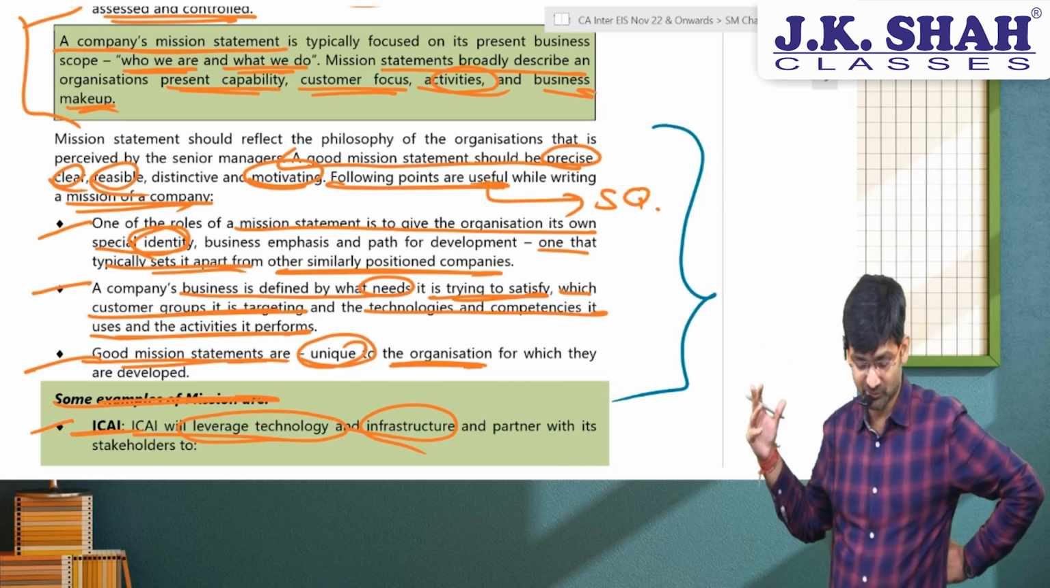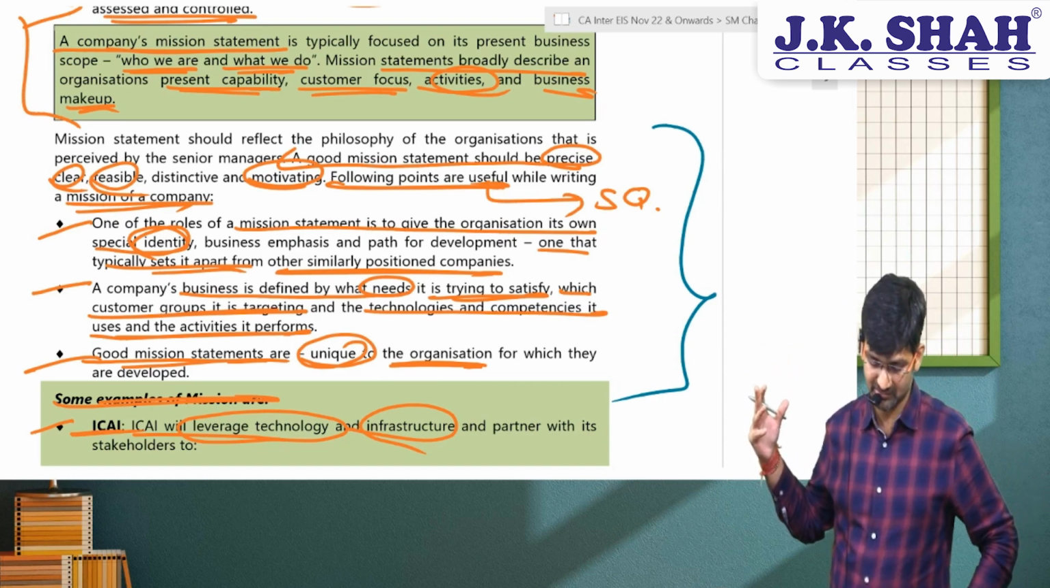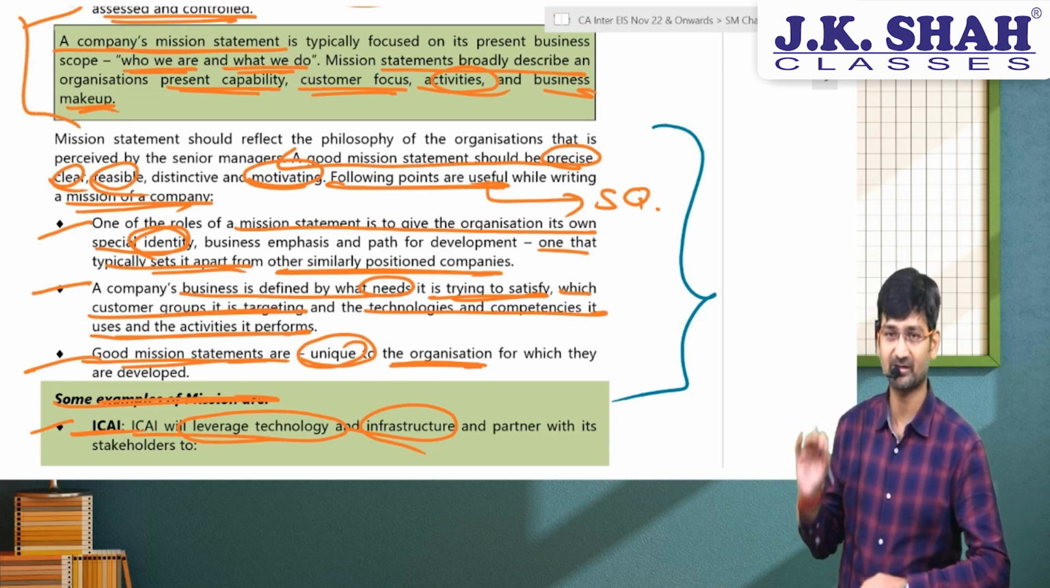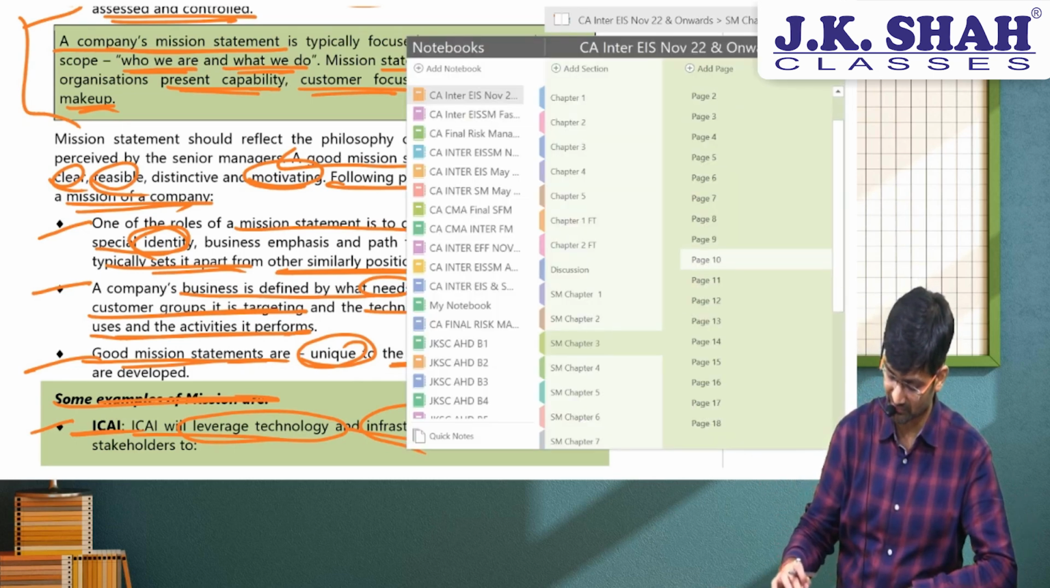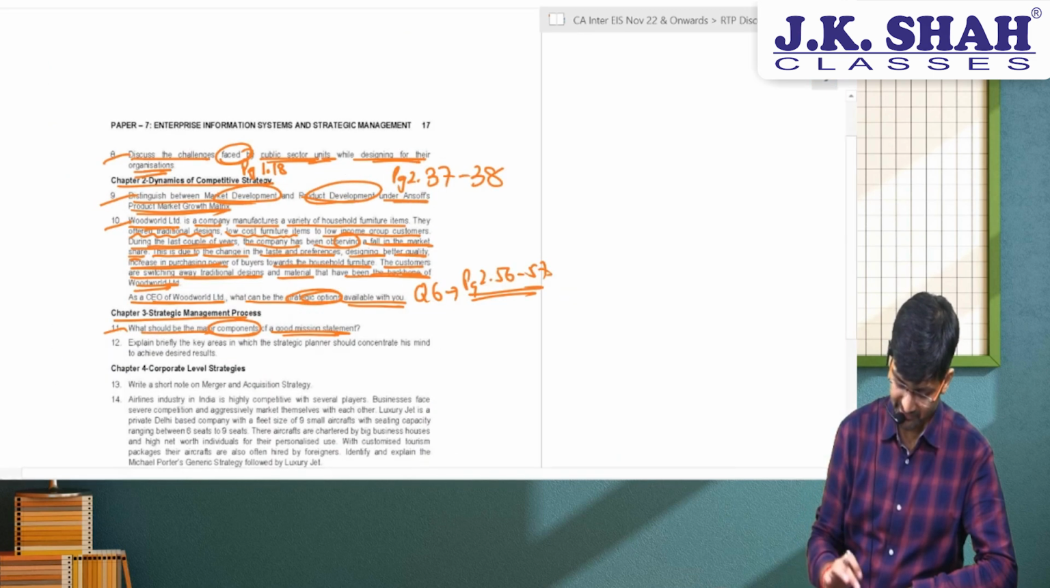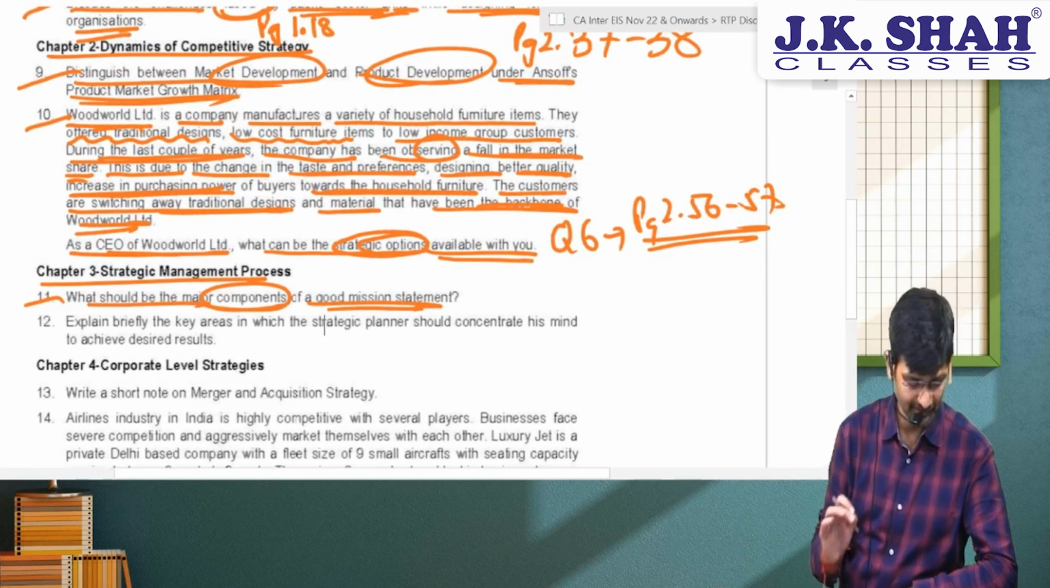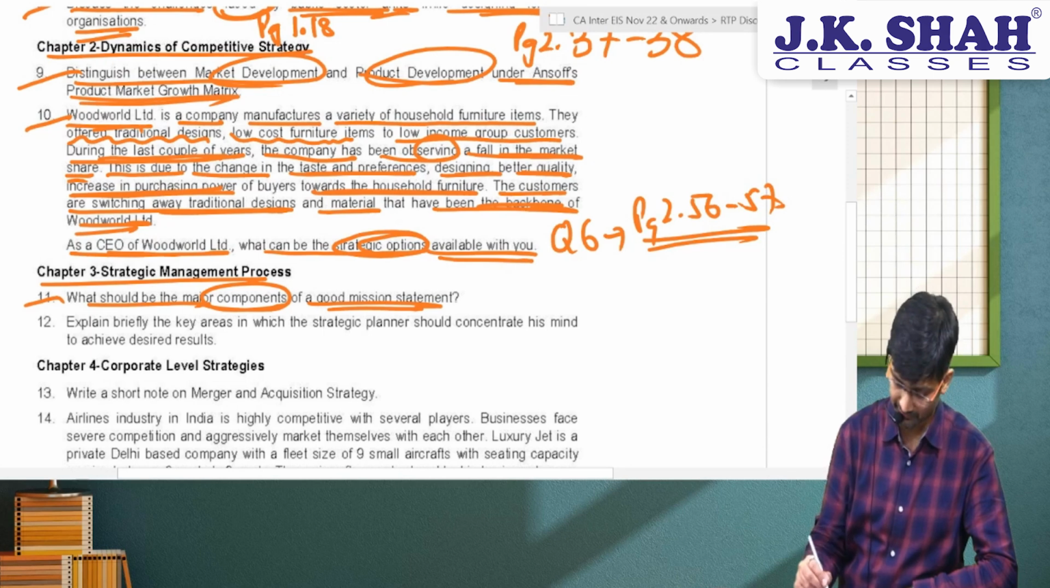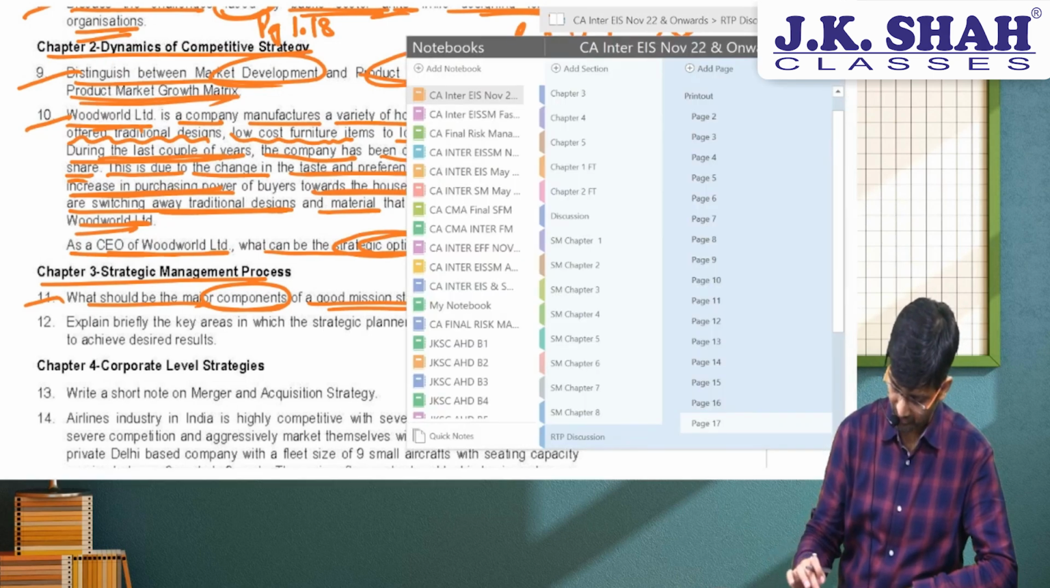Mission statements should give a special identity to the organizations, and mission statements should define what kind of competencies and skills we are trying to achieve. Now, this is exactly the same answer, but with a little twist that they have for this part.